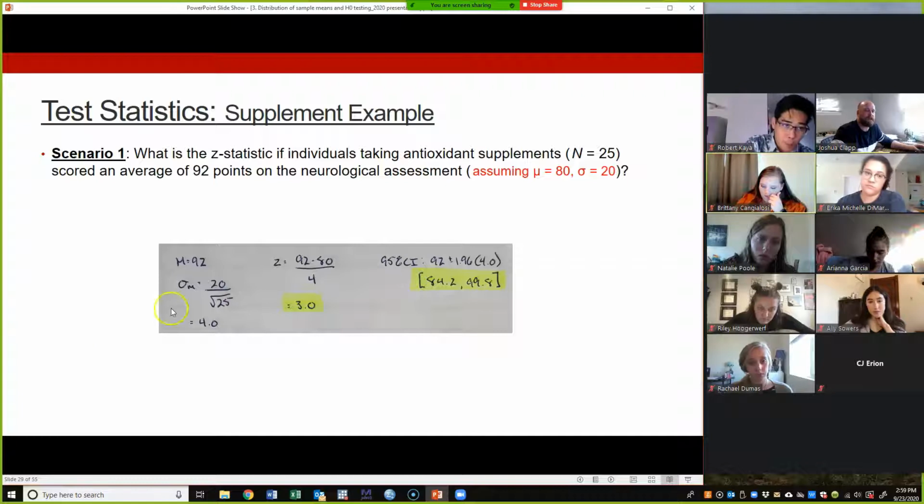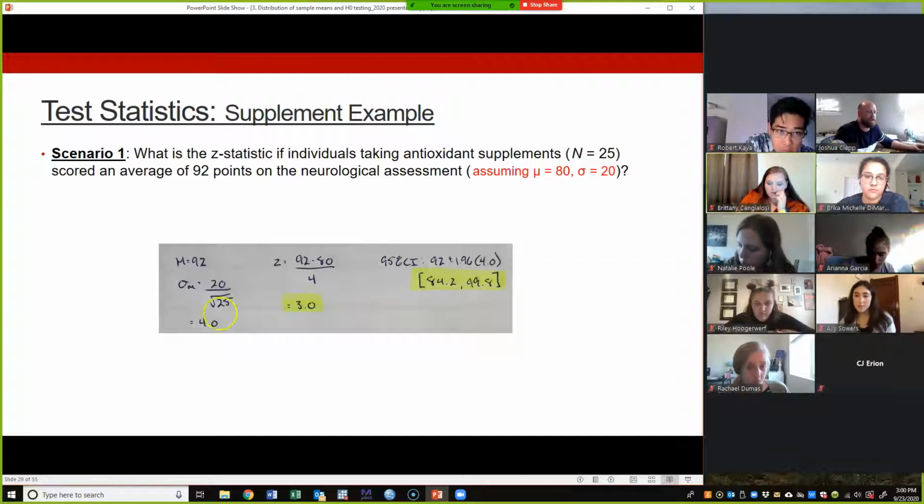Basically, pretty quick and easy. So I've got a mean score of 92. Go through and calculate my standard error here. This is just my standard deviation divided by the square root of my sample size, which gives me a standard error of 4. Okay. Erica, can you give me a practical or conceptual interpretation of that standard error?